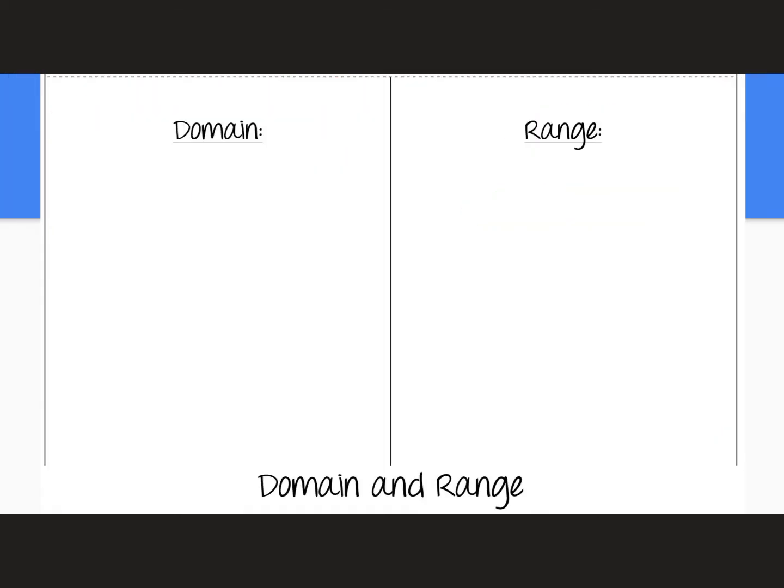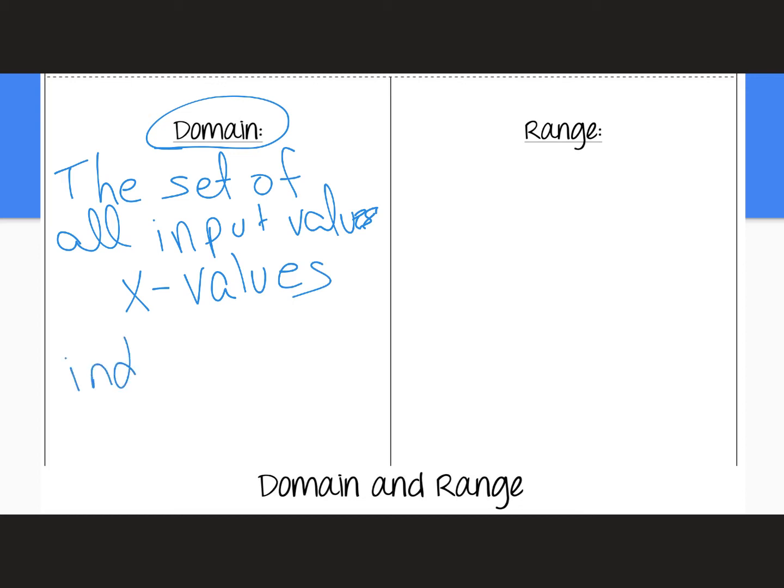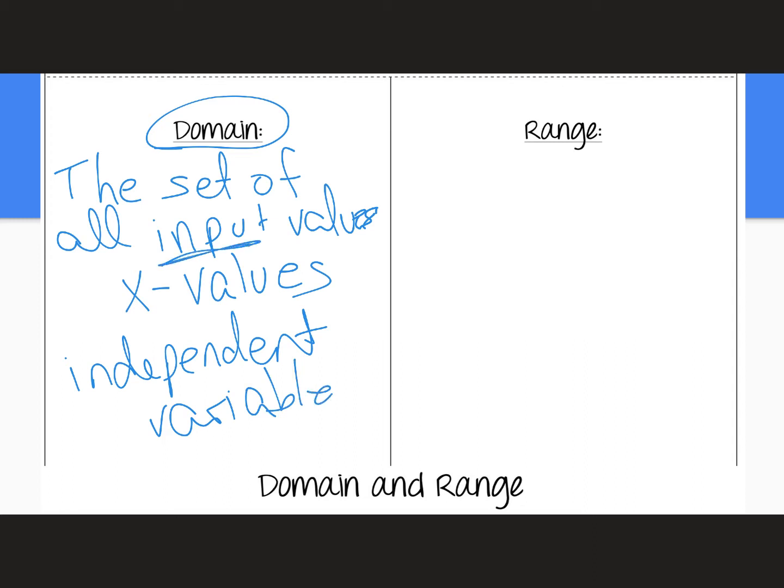Now let's talk about some vocabulary that you need as we are discussing functions. First one is domain. Domain is the set of all inputs, the set of all input values. Domain is also your x values. X is your input. It is also called the independent variable. So input, domain, x value, and independent variable all mean the same thing.